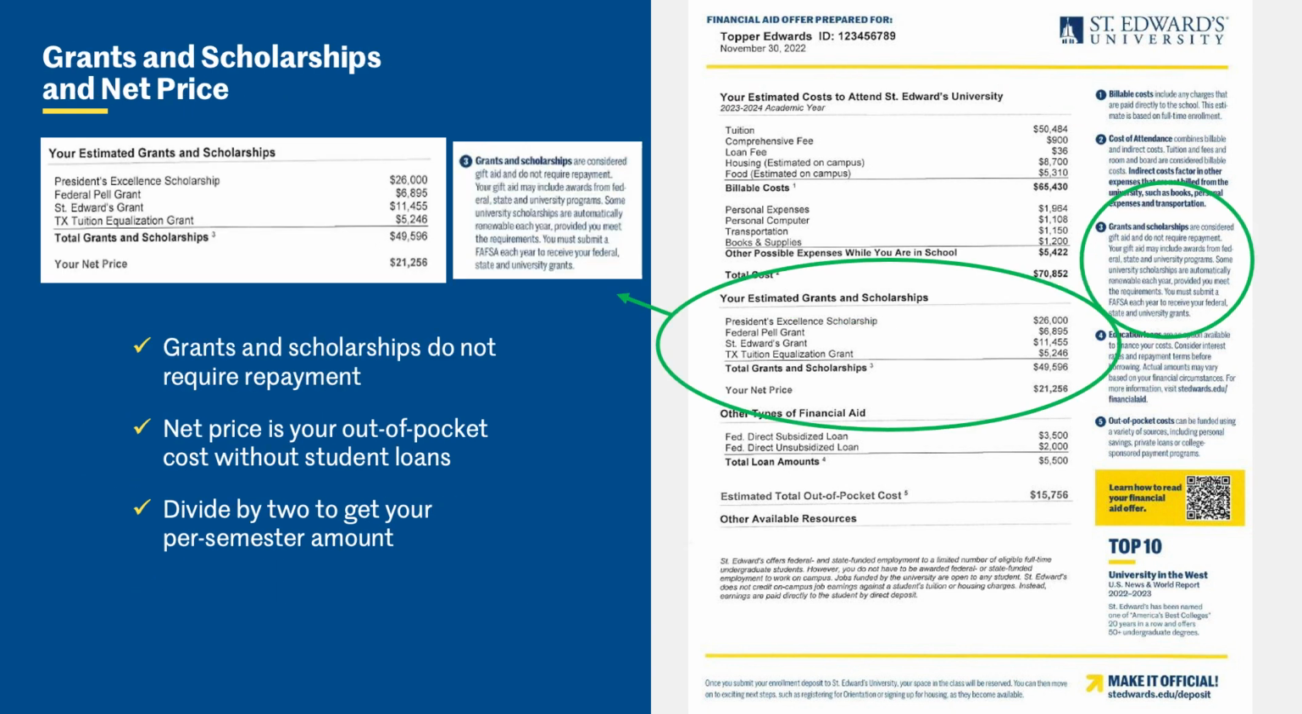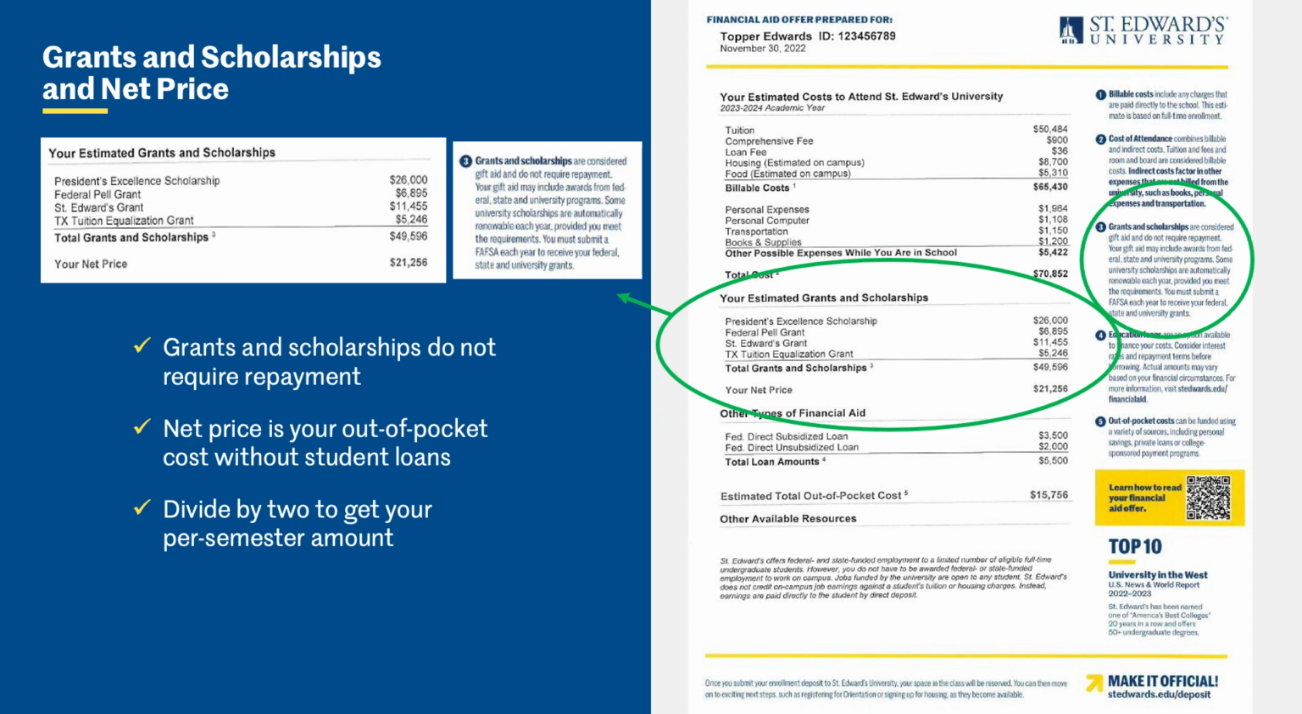The second section of the offer letter is estimated grants and scholarships. These have been offered to help reduce your total cost. Grants and scholarships are known as gift aid because they do not require repayment. Please note, this amount is an annual offer, so to get a per semester amount, you would divide by 2.